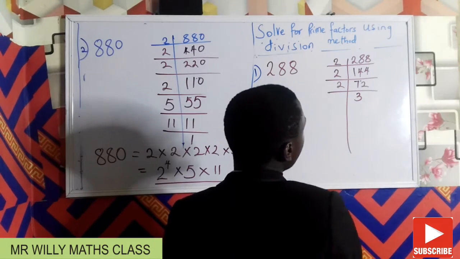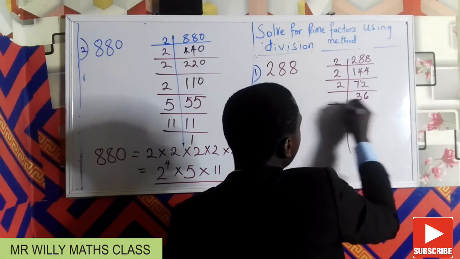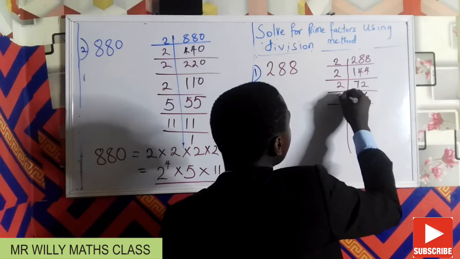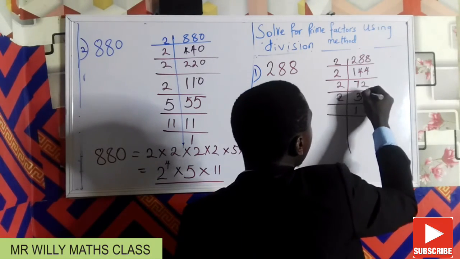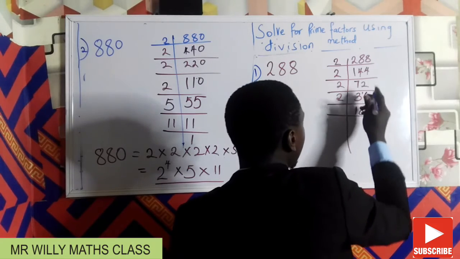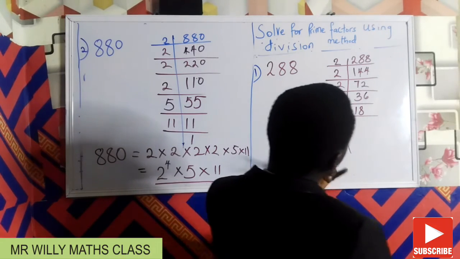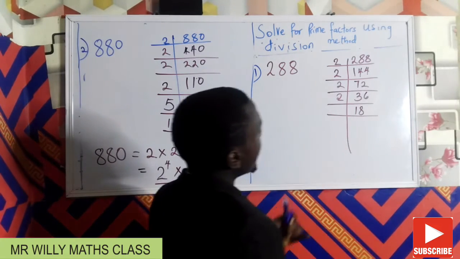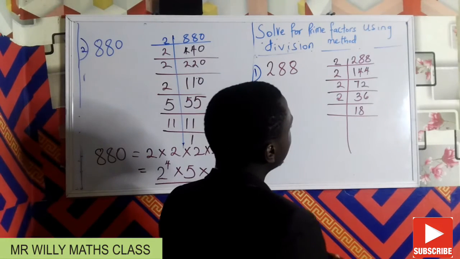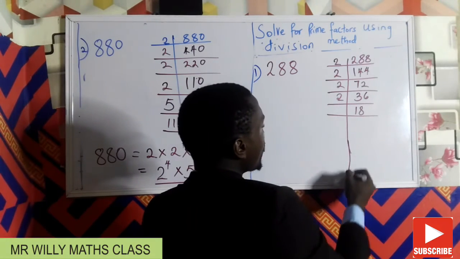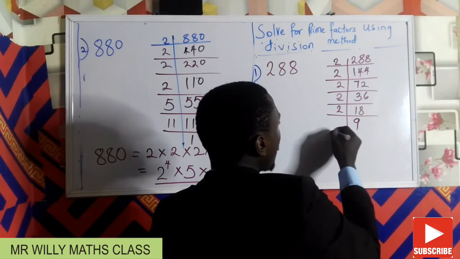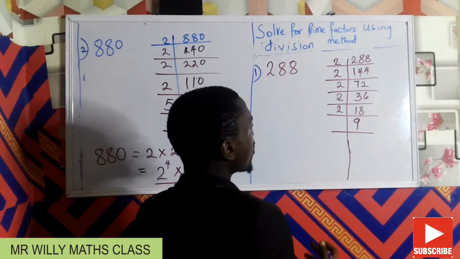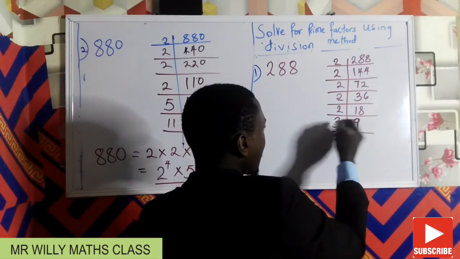And 2 in 12, that will be 6. 2 can still go. How many 2 can you see in 36? 2 in 3 is 1, remainder 1. And 2 in 16 is 8. So we move on by asking ourselves what number can divide 18 without a remainder, and it's a prime factor or a prime number. So you can see 2 in 18, that will be 9. So what number can go in 9 that will not give us a remainder? 3. 3 in 9, that will be 3.